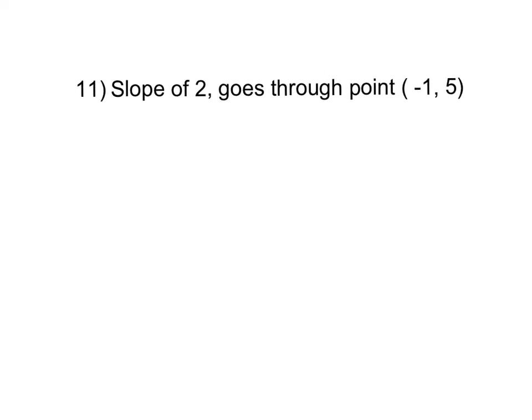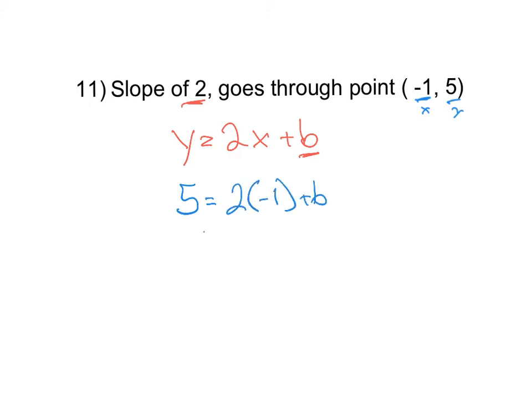Slope of 2 goes through the point. Ah, man, now they're going to make us do a little more work. All right, here we go. Let's do this, though. Y equals 2, that's the slope of 2, x plus b. We don't know b. But we're gonna get a little help from our friends here, x and y. So we're gonna go 5 equals 2 times -1 plus b. 5 equals -2 plus b. I'm gonna add 2 to both sides. So I'm gonna get 7 equals b. You got a little help right there?